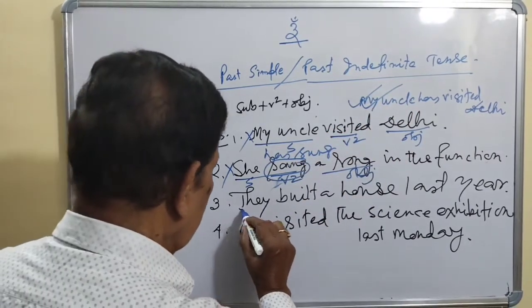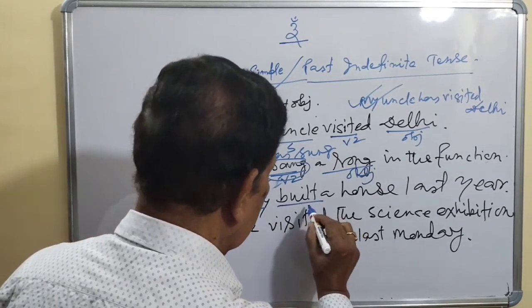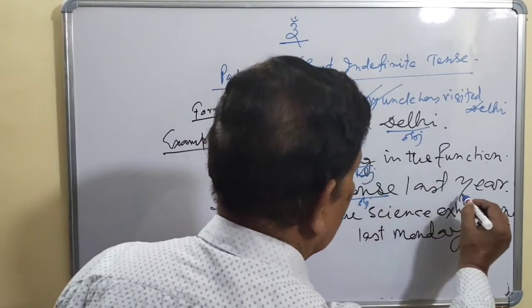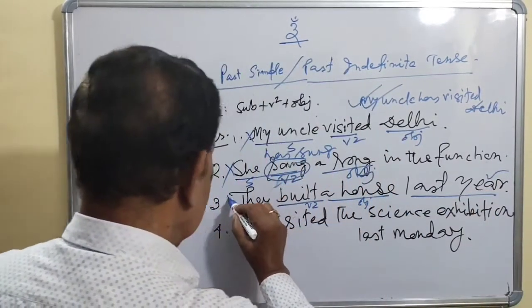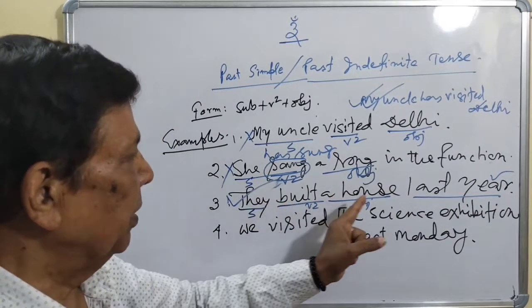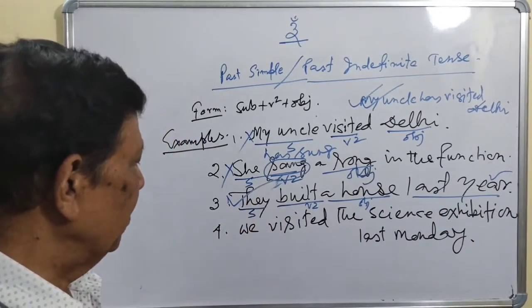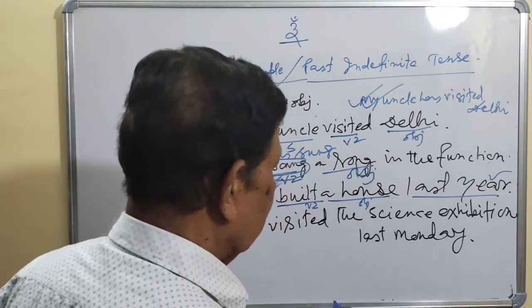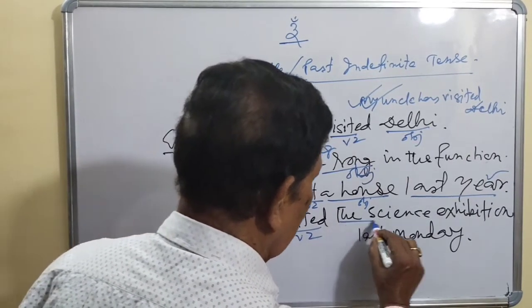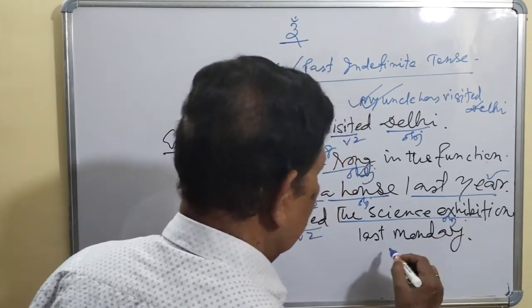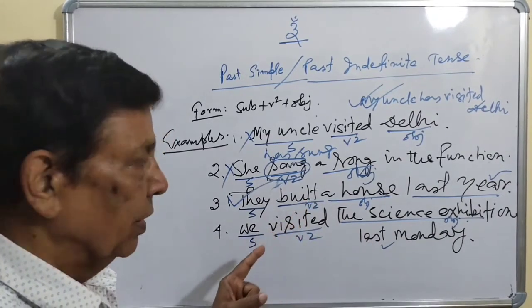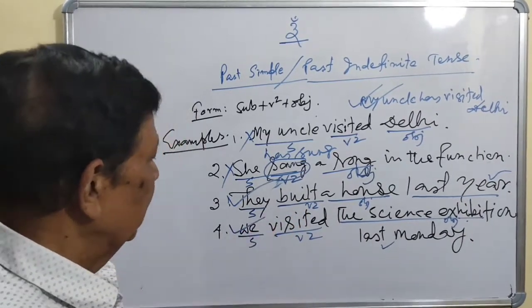Whereas in they built a house last year, subject, built V2, a house object, and the time is mentioned, last year. So this sentence is correct because time is mentioned and simple past tense is used. We visited the science exhibition last Monday. Time is mentioned, so it is also right.